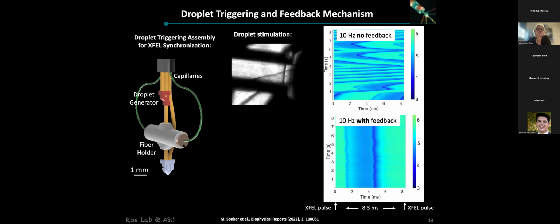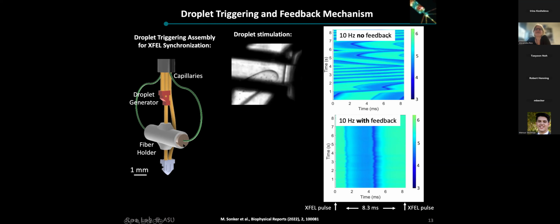And then in collaboration with Rick Kirian's group, we have developed a diagnosis system and a feedback system that allows us to see when actually synchronization and lock-in occurs. So if you don't have synchronization, then we see something like on the top here. Whereas when we have synchronization, then actually all droplets align very well in time.